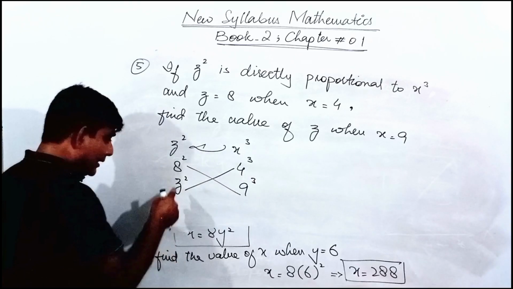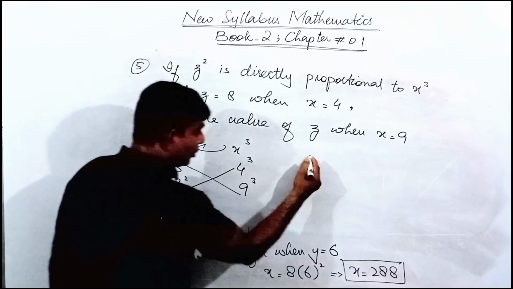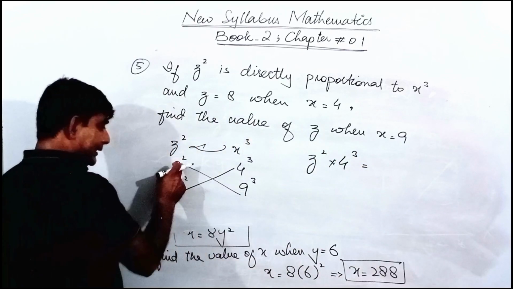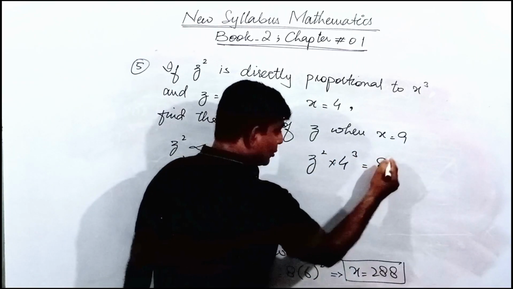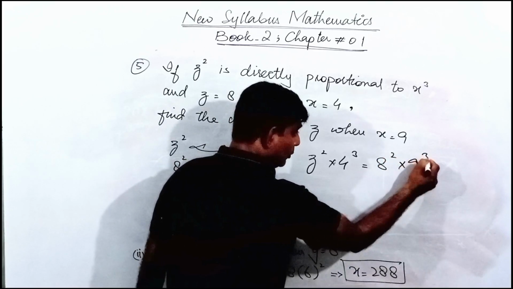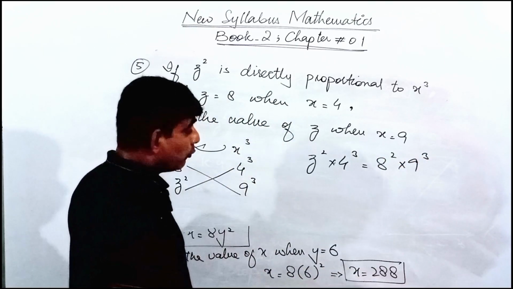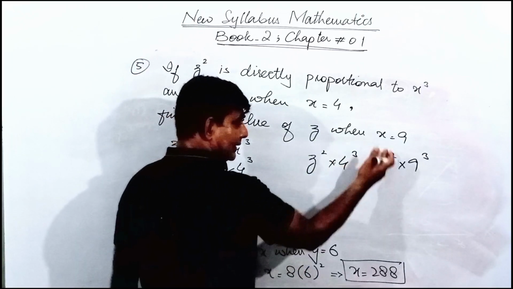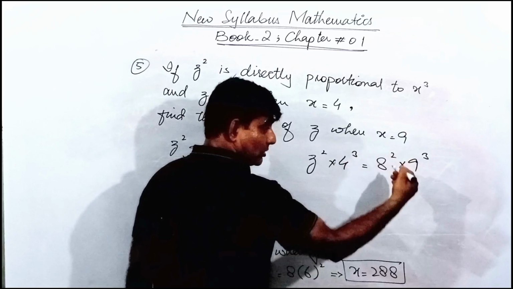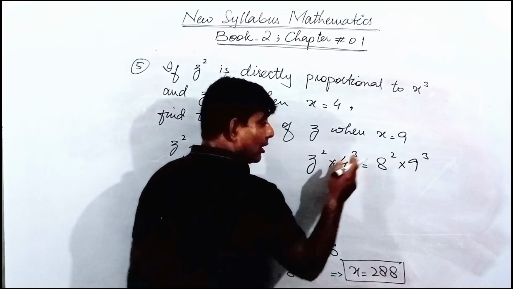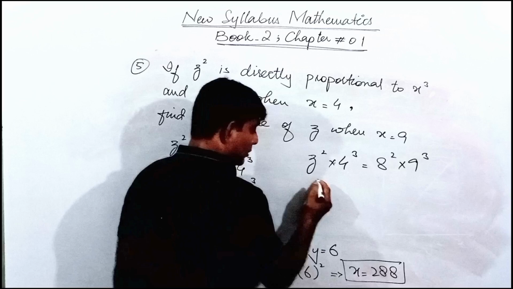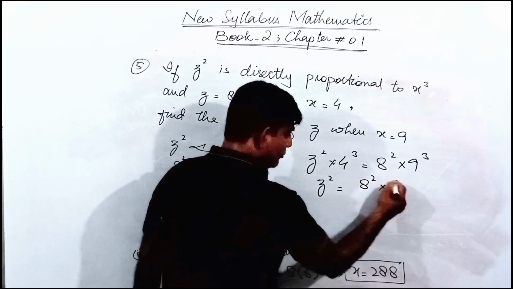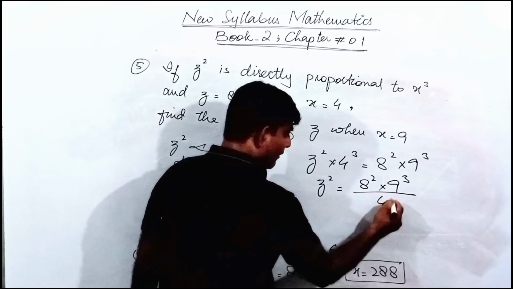Now listen. z square times 4 cube is equal to 8 square times 9 cube. What does it mean? 4 cube is 64 and 8 square is 64. Both cancel out. Equal quantities on opposite sides cancel out. But we are writing over here z square is equal to 8 square times 9 cube divided by 4 cube.